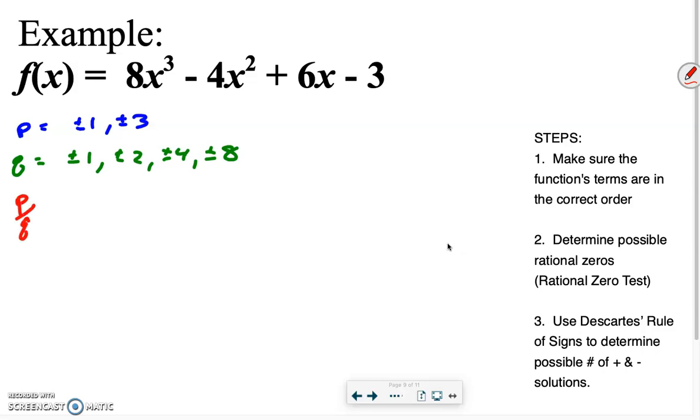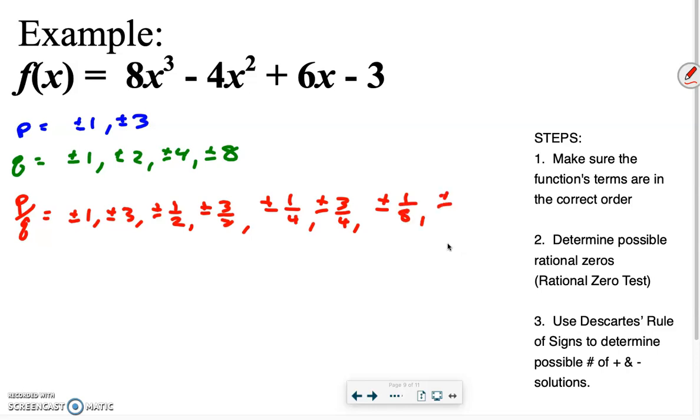There it goes. P over Q's. All right, so I've got to put plus minus 1, plus minus 3 over each of these Q values. So when I put them over 1, luckily they don't change. When I put them over 2, I got plus or minus 1/2, plus minus 3/2, plus minus 1/4, plus minus 3/4. Putting them over 8, plus minus 1/8, and plus minus 3/8. With the degree of 3, we're expecting 3 zeros.